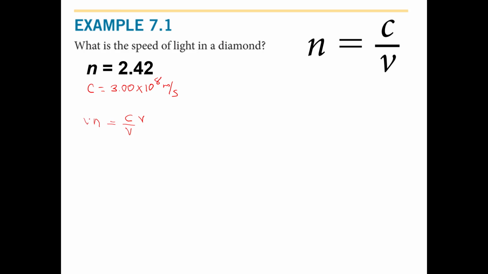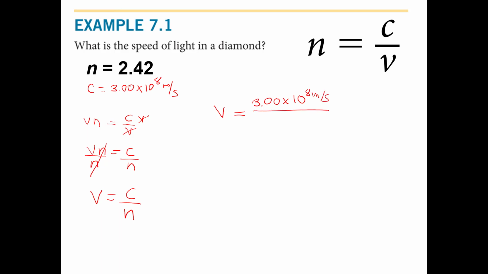Then we multiply by the speed on both sides and cancel out. Then we need to solve for the speed, so we divide by the index of refraction. And this is the equation we want. The velocity or the speed of the light in diamond equals the speed of the light in vacuum divided by the index of refraction of diamond. No units for the index of refraction.